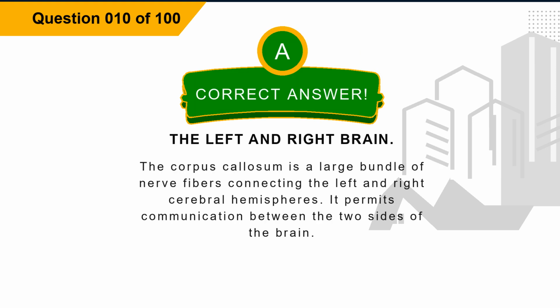The left and right brain. Explanation. The corpus callosum is a large bundle of nerve fibers connecting the left and right cerebral hemispheres. It permits communication between the two sides of the brain.